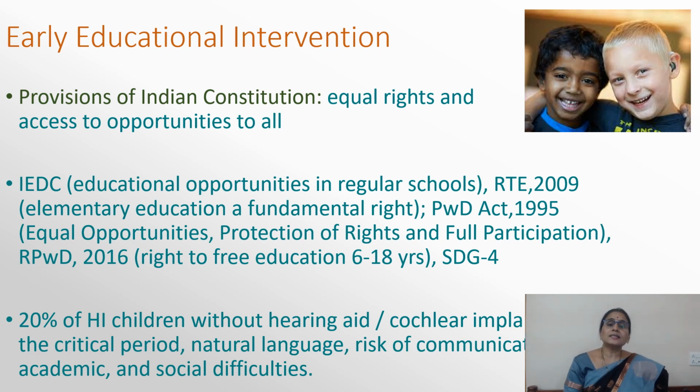Then early intervention, educational intervention: how can we do this? Our constitution, and also the recent policies and programs on special education, everything focuses on education for all. Education should be given without any discrimination. But only 20% of hearing impaired children have hearing aids or cochlear implantation. Because of that, identification will be delayed and intervention will be delayed, so when the critical period has been missed, natural language cannot develop. So there are risky chances of communication, academic and social difficulties.